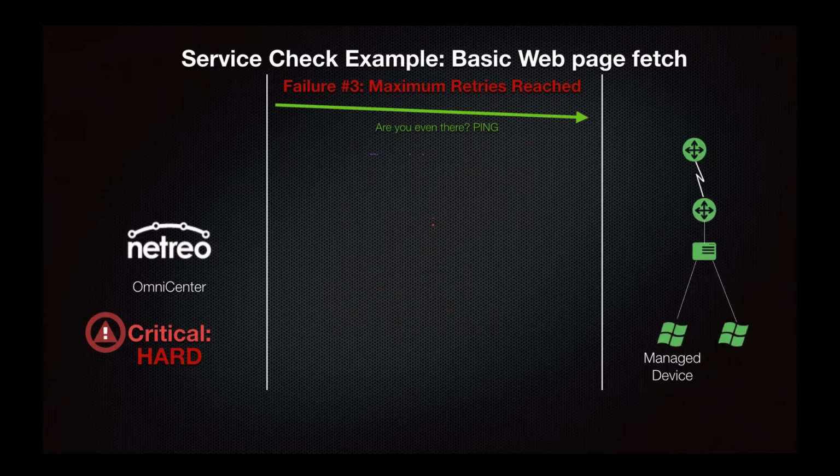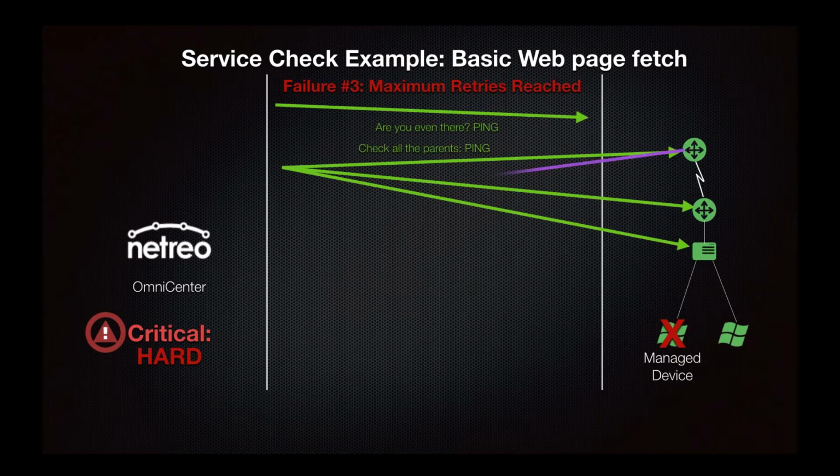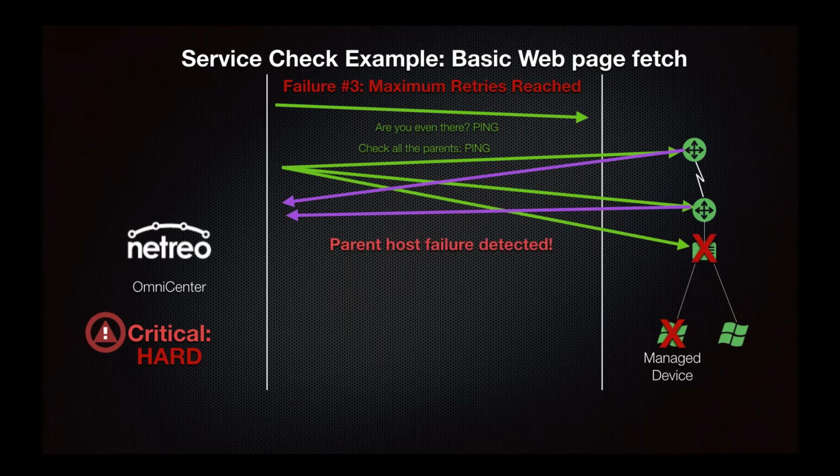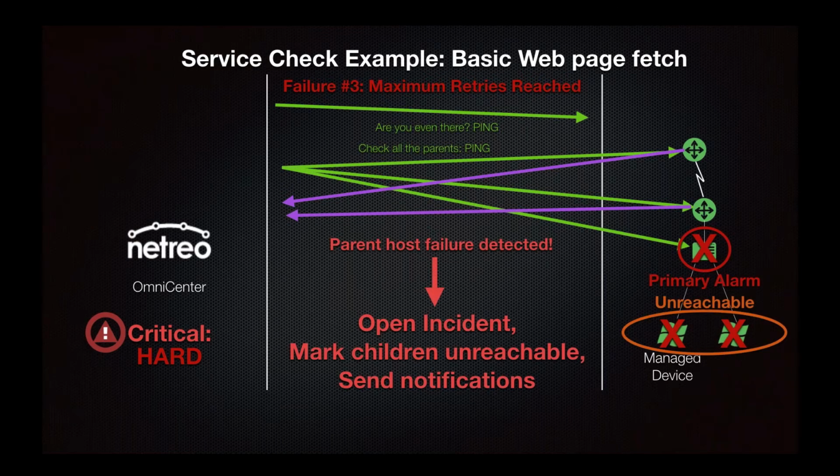But let's say hypothetically it didn't reply to that ping check. What would happen? It's going to time that ping check out. OmniCenter is going to check all of the parents of that device and say, who in this process is actually causing the problem. So it's going to check all the parents, and then it's going to say, okay, these guys responded, but this guy did not. Therefore, we have a parent host failure. Now, this guy is going to become the primary alarm in that incident. The other devices are going to be marked unreachable, and the alert is going to go out for the host contact of that primary alarm device, so that the individual server alerts will be automatically suppressed and bundled with the incident.